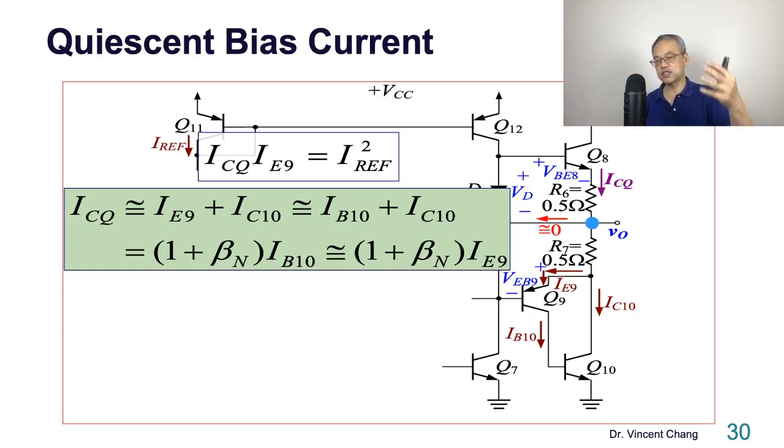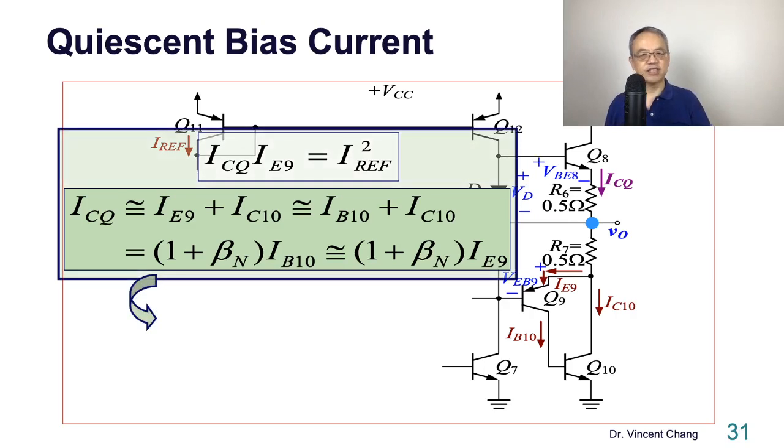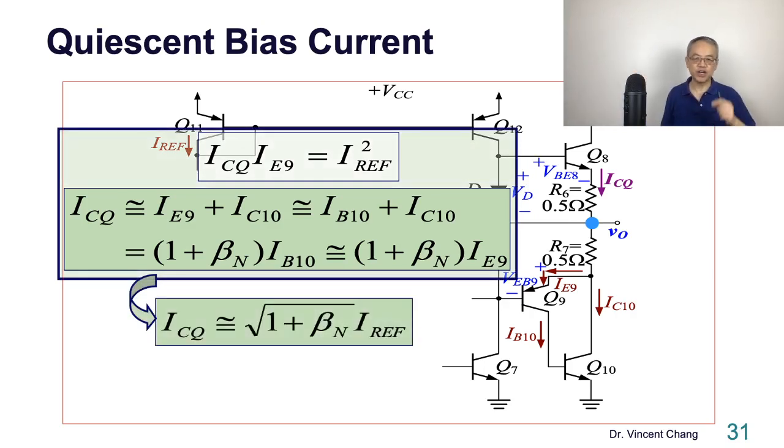If you solve these two equations simultaneously, here's the outcome. It's a very beautiful outcome. So expressed and very simple, right? So although the process is a little bit difficult, the result is quite simple. The quiescent bias current is, if beta is 100, about 10 times, right? Square root of 1 plus beta. So 10 times reference current. Very beautiful result.